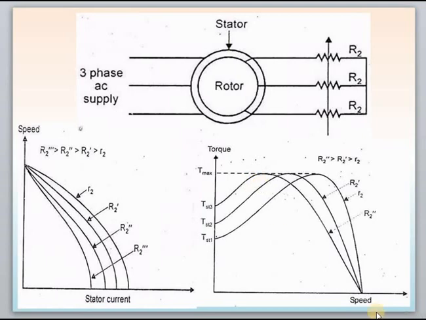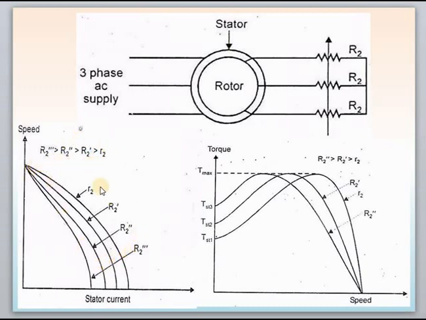If you see the speed-torque characteristics, the maximum torque always remains constant with different starting torques. And also if you look at the speed and stator current characteristics, you can see them at different resistance values. Here the relation is r2 triple dash is greater than r2 double dash, which is greater than r2 dash, which is greater than r2. The resistance values are varying here.